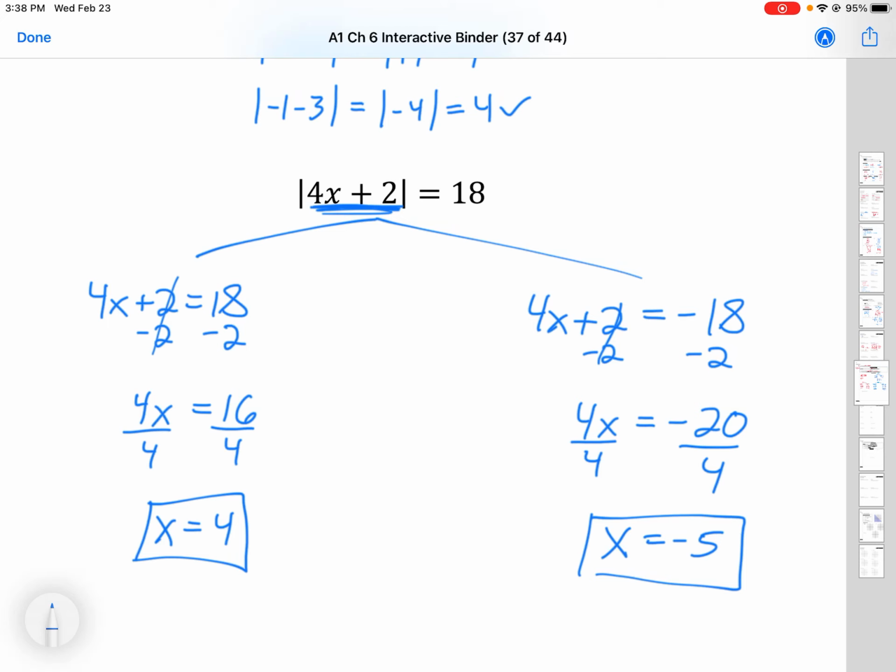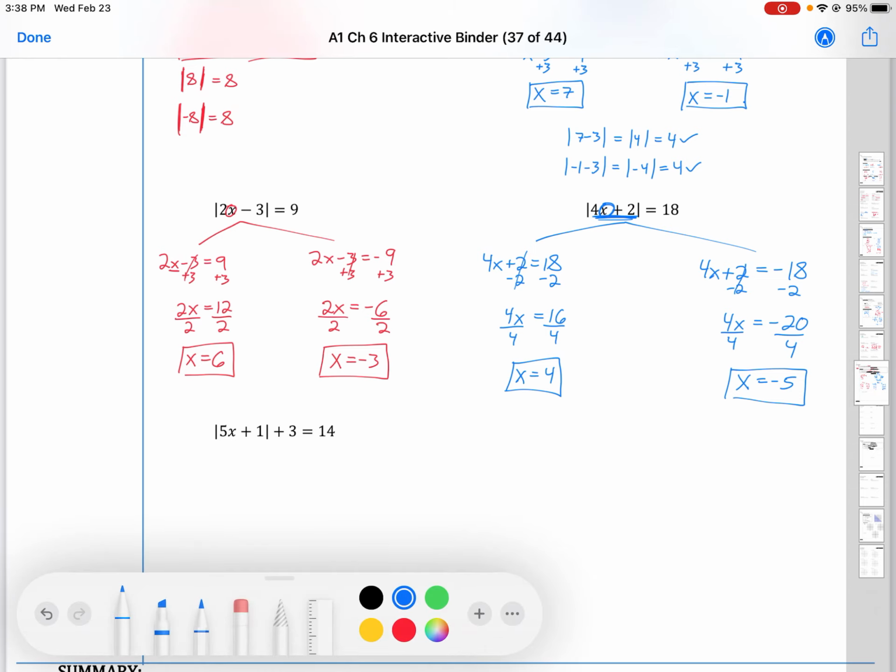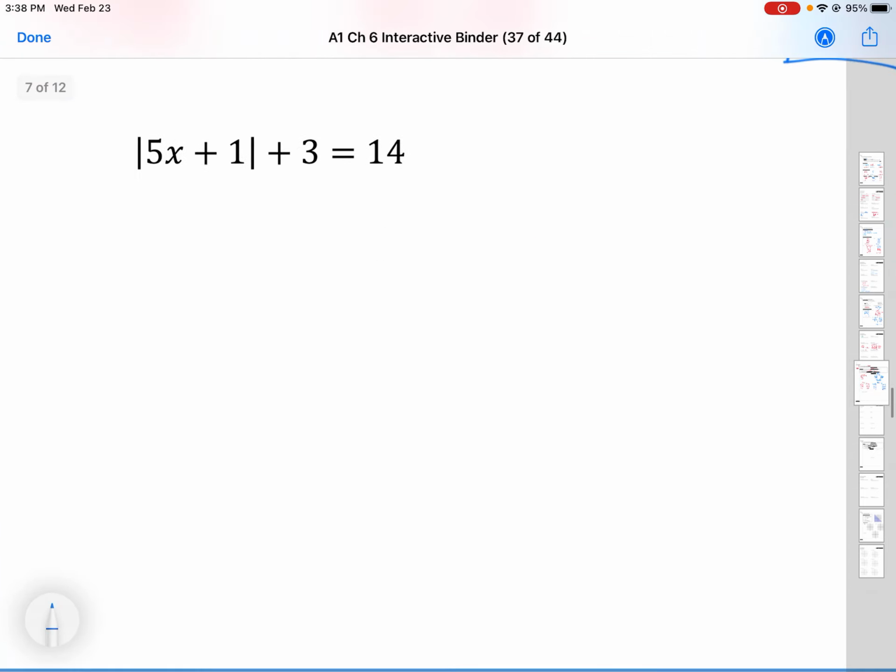Again, you always get 2 answers for these. You could plug it in. If I plug in 4 for x here, 4 times 4 is 16, plus 2 is 18. This -5 in for this x would make -20 plus 2, which is -18. And the absolute value of -18 is 18. So we're good.